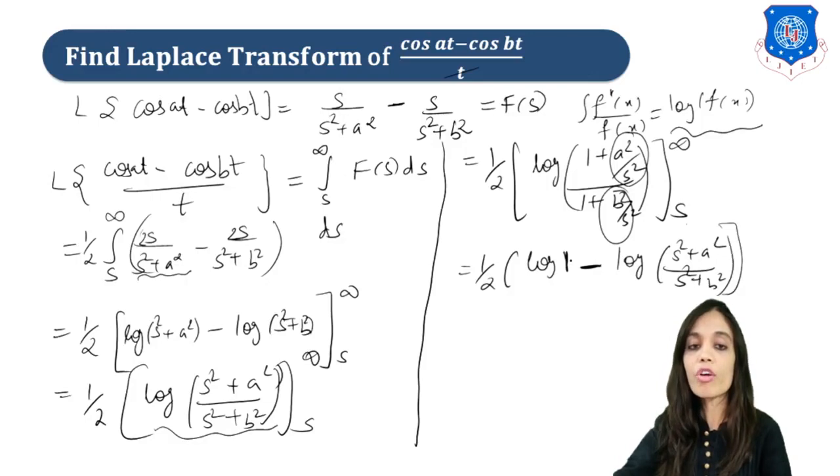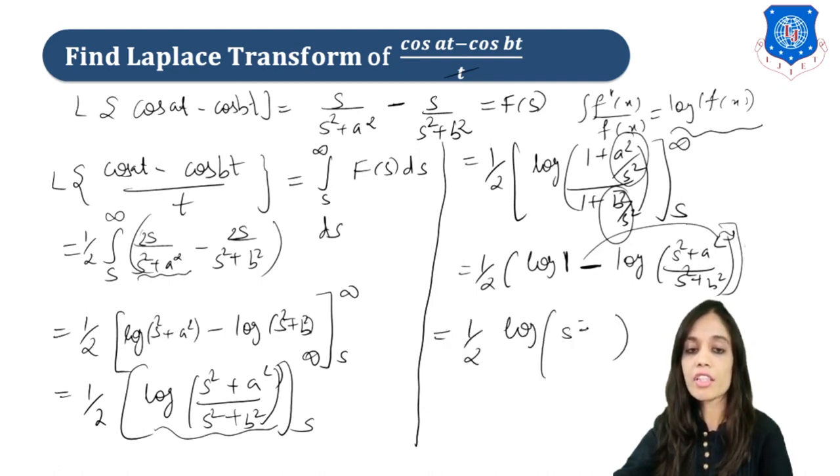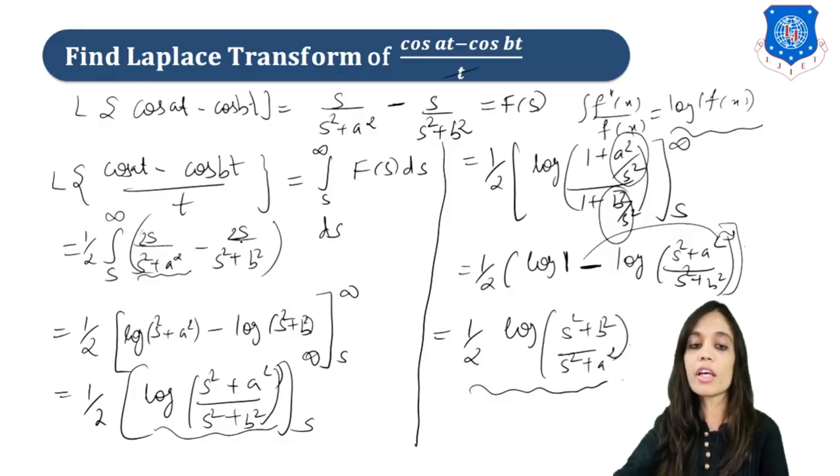Fine. Now we know log 1 is 0. Take this minus right here. So what we will get? Finally half log of, reverse it just, s square plus b square upon s square plus a square. So this is your final answer.